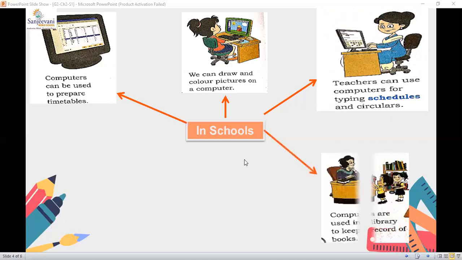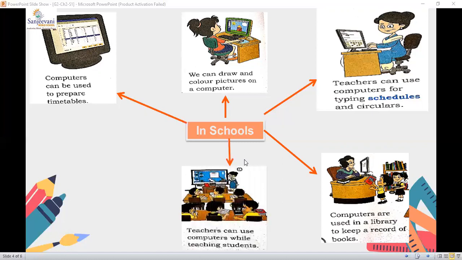Next use of the computer in a school is in the library. In a library, the computer is used to keep the records of the books. It stores the name of the book. Yes, then which student has which book. All of this record is stored in a computer.